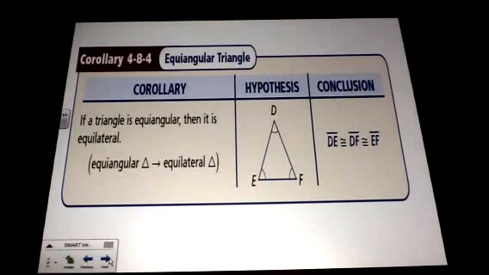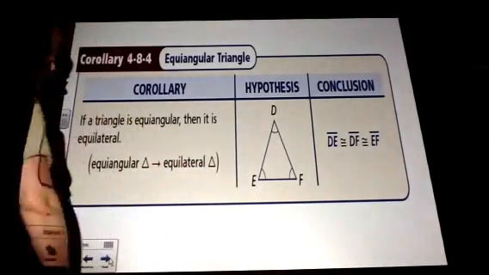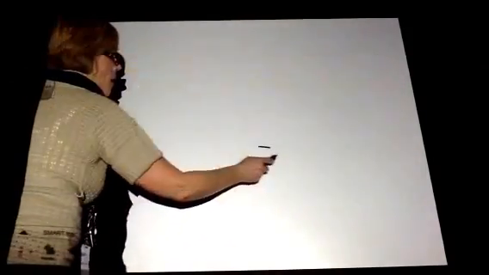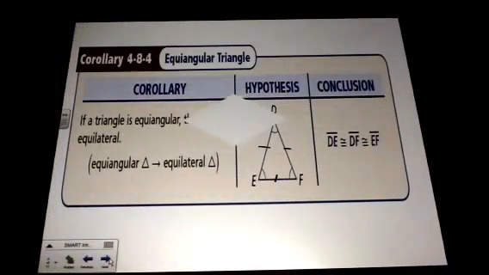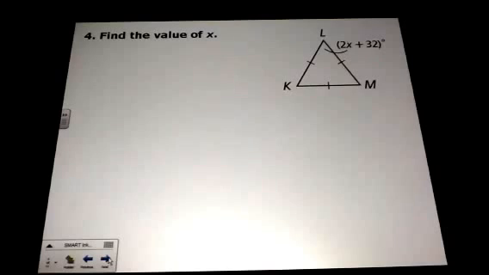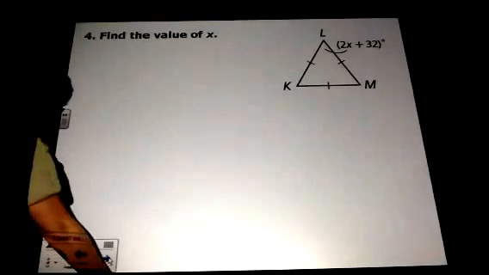And then the corollary of the equiangular triangle. If you have all three angles congruent, you know that all three segments are congruent. Okay, so let's look at this.